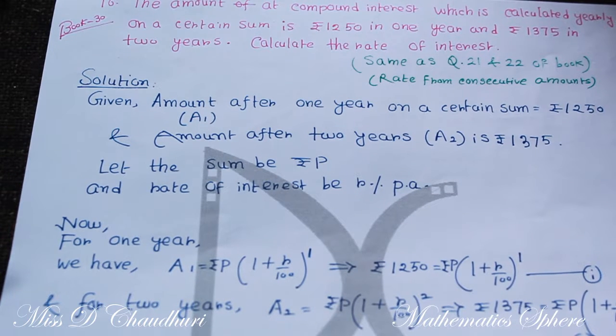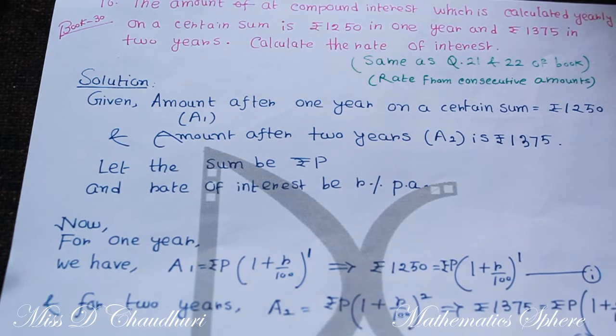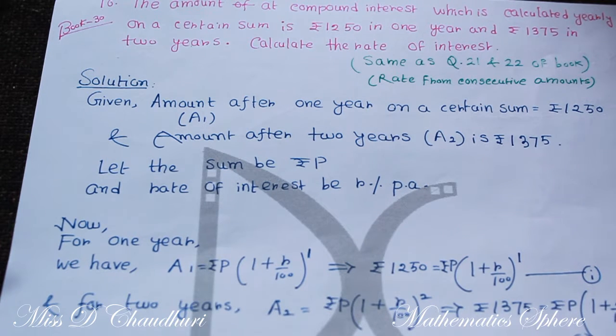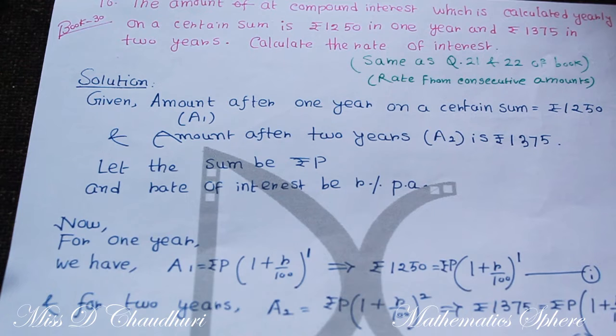Okay, now see this one. This is question number 30 of your book. This is actually the same question which we have done in the first one in this video. Here also, the two consecutive years' amounts are given, and you will have to find the P, that is the principal, and the rate, the R. I'm just giving an overview of it.